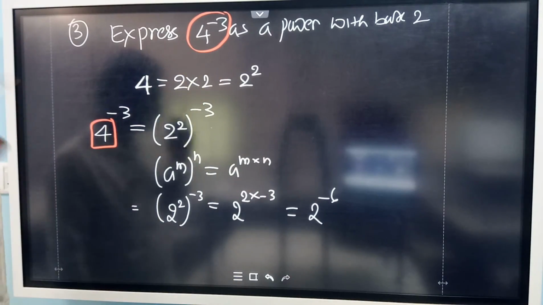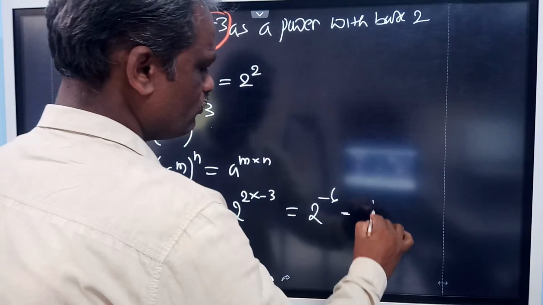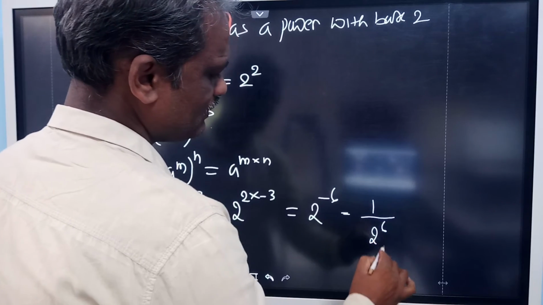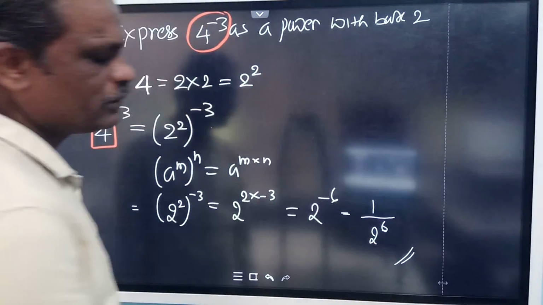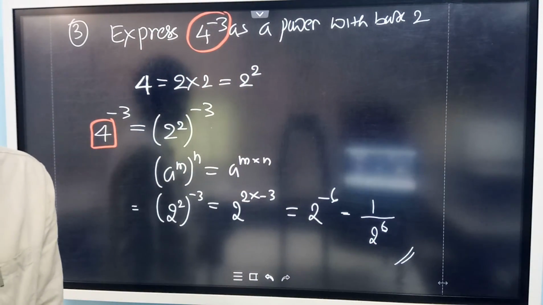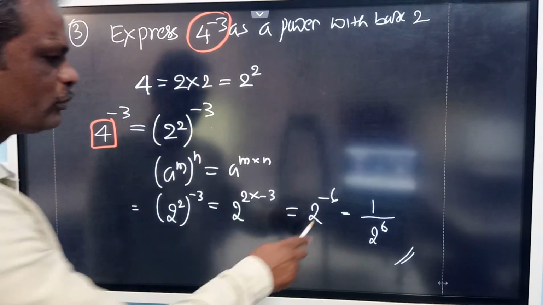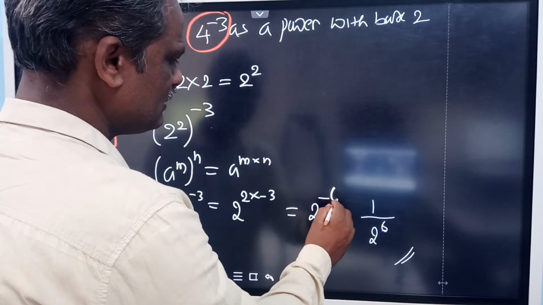So negative exponent, you can write this as 1 divided by 2 to the power plus 6. Or just you can write 2 to the power minus 6. This is also enough.